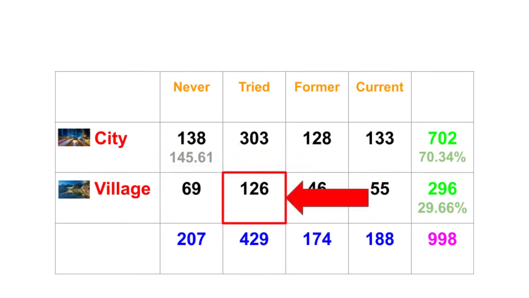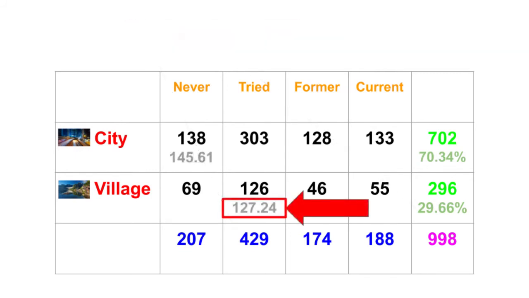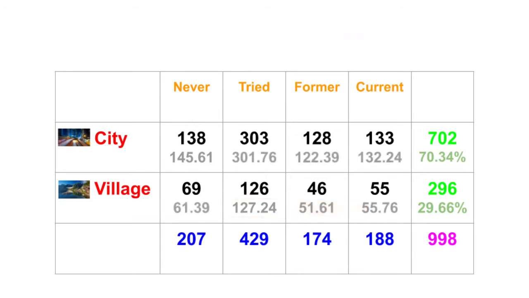So for example, let's take the villagers who have tried smoking. There are 429 people who have tried smoking in our survey, and about 30% of all the respondents who answered the survey are from a village. So we just multiply these two numbers, and this gives us the expected number of people who are from a village and who have tried smoking. And now we can continue like this until we calculate the expected value for each cell of the contingency table.